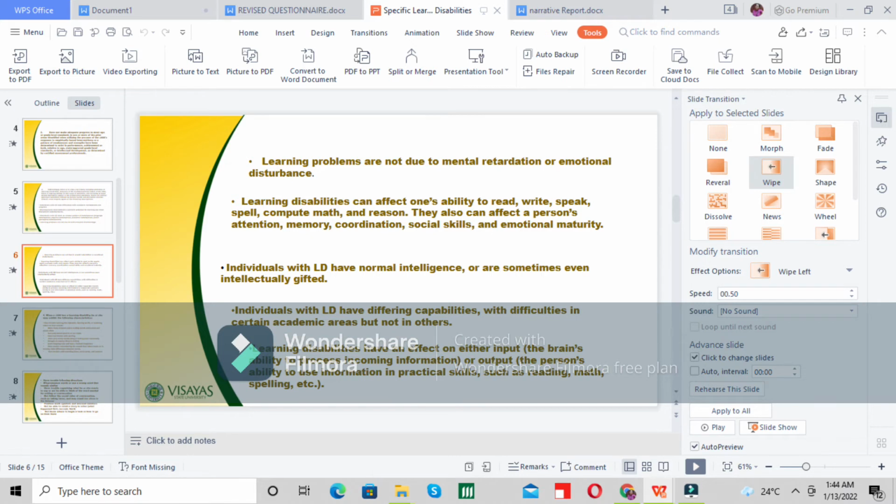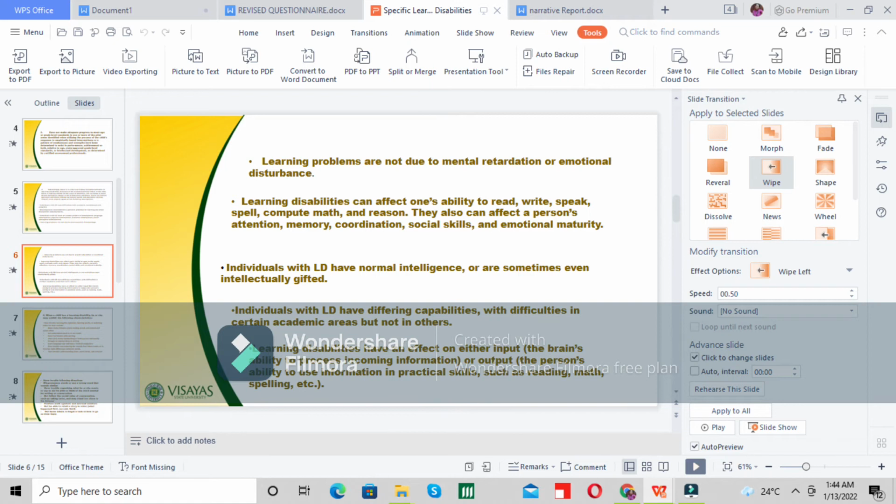I have a headache. Yes, and then the next one is, learning problems are not due to mental retardation or emotional disturbance. Then, learning disability can affect one's ability to read, speak, spell, compute.